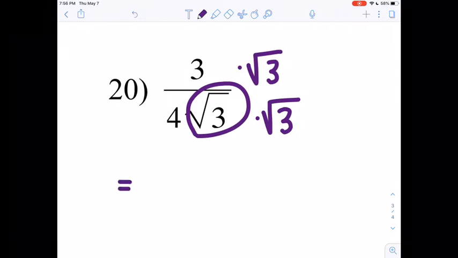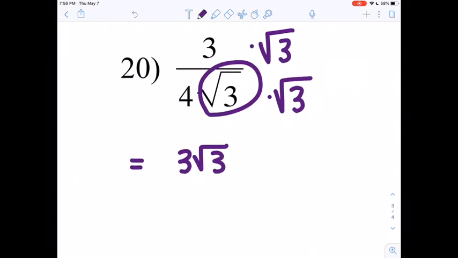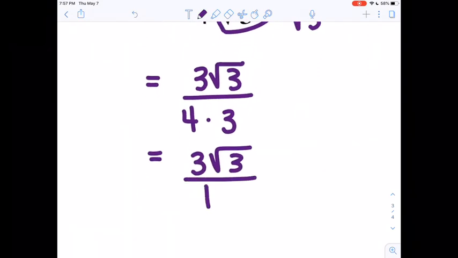So what's going to happen is this is going to become 3 root 3, and the reason why it doesn't become the square root of 9 is because, remember, this is not inside of a radical, so it's outsides with outsides, insides with insides. So 3 stays on the outside, root 3 on the outside. I'm going to ignore the 4 for now, but the square root of 3 times the square root of 3 is just 3, but you got to multiply it by that 4 that's already on the outside. So what I'm going to get is 3 root 3 over 12.